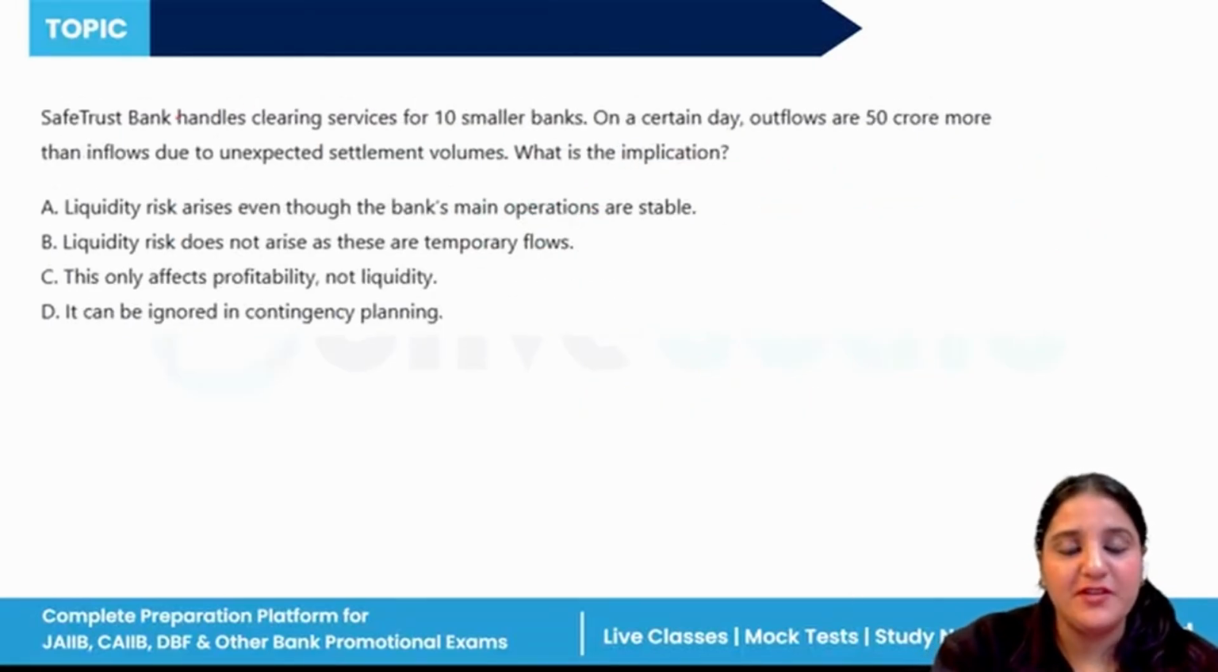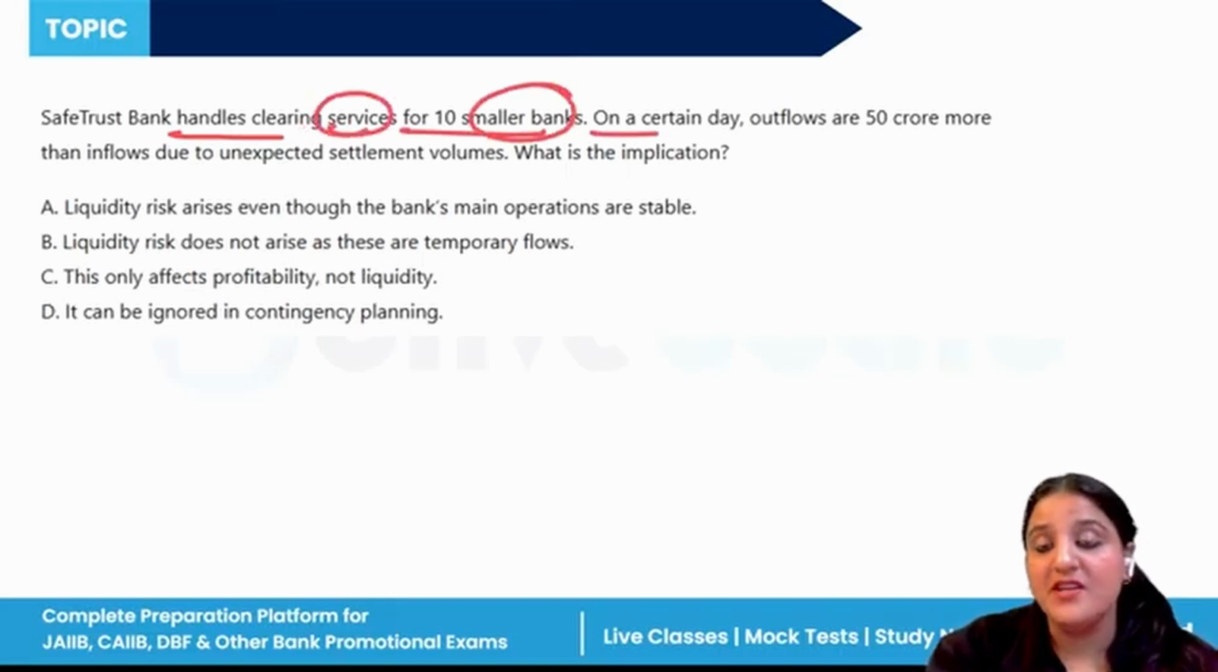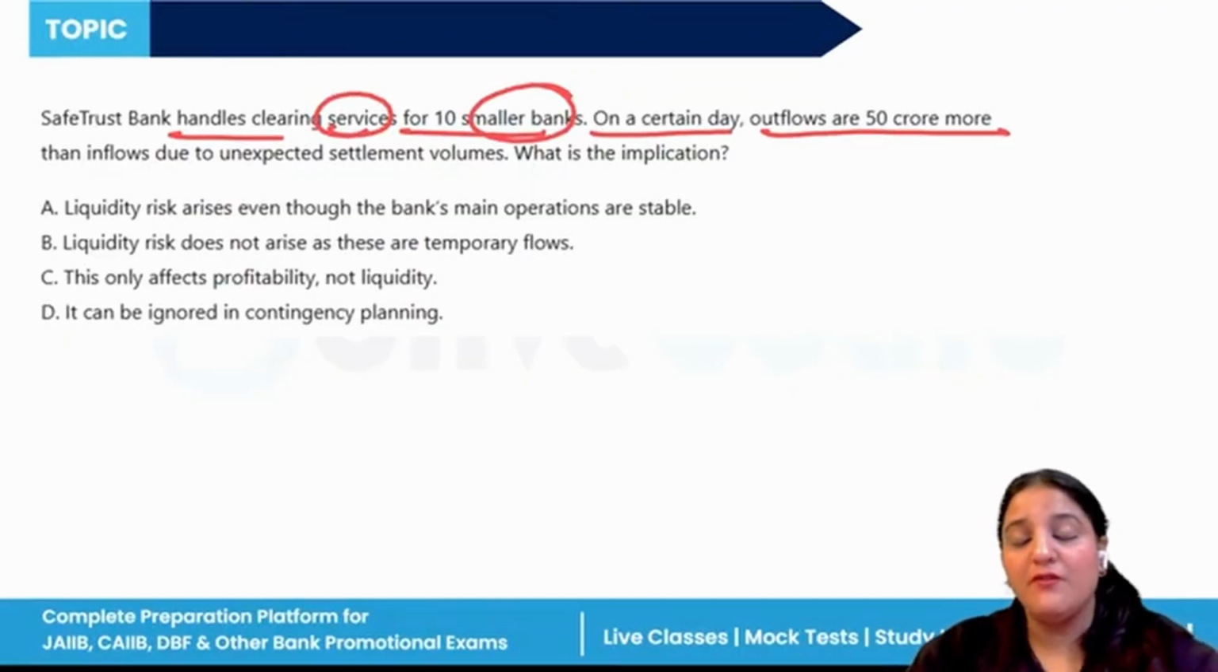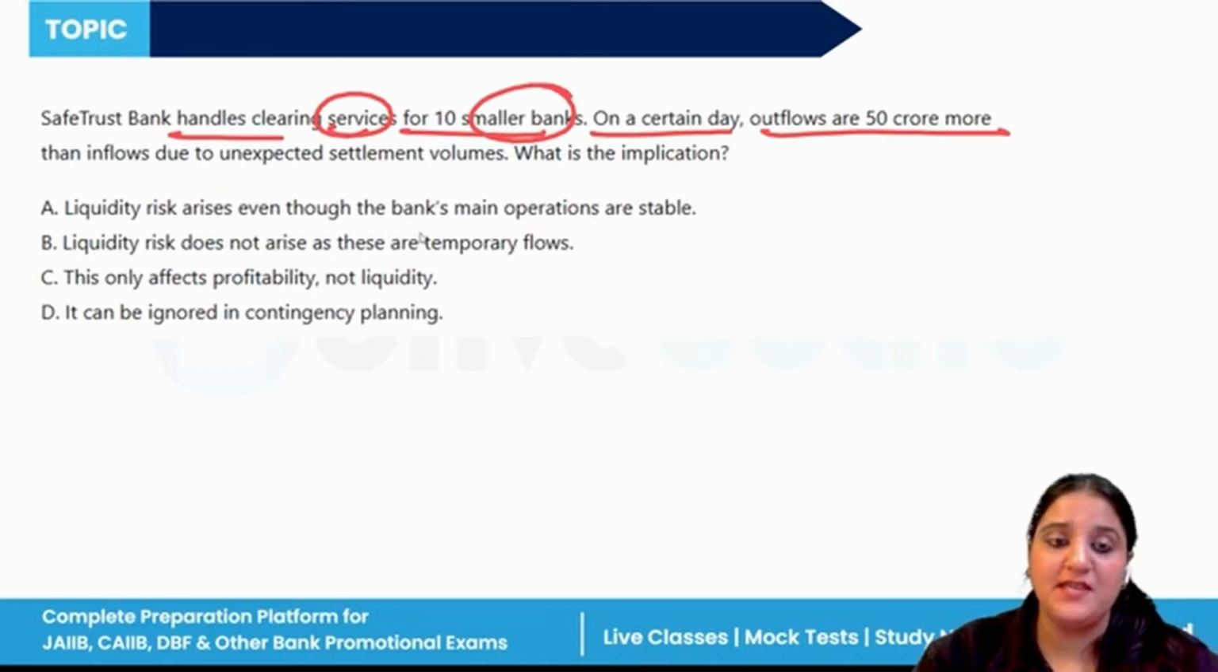Now, if Safe Trust Bank handles clearing services for 10 smaller banks, on a certain day outflows are 50 crore more than inflows due to unexpected settlement volumes. What are the implications?